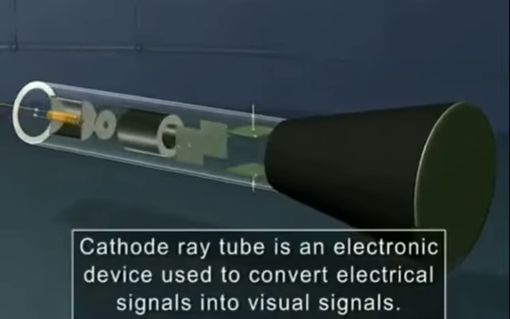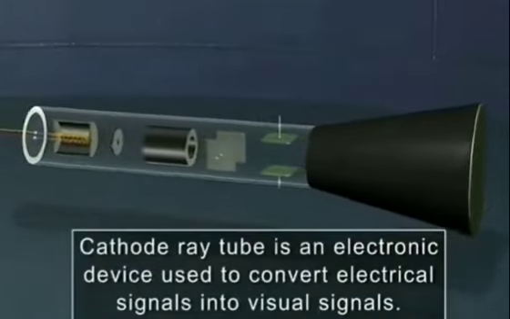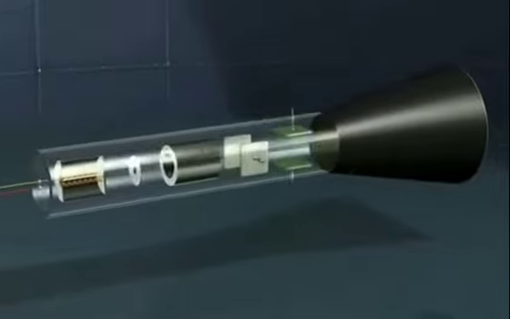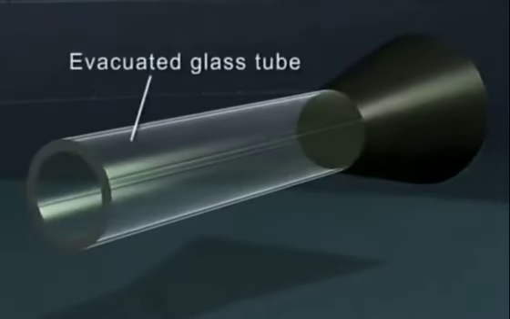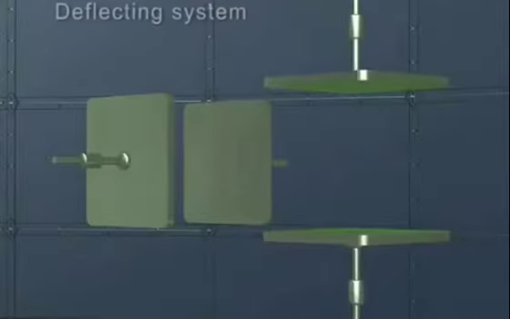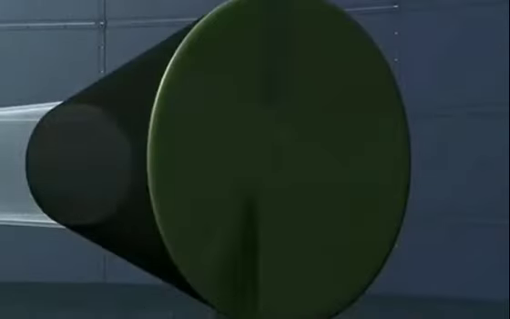Cathode ray tube. A cathode ray tube is an electronic device used to convert electrical signals into visual signals. The main parts of a cathode ray tube are the evacuated glass tube, the electron gun, the deflecting system, and the fluorescent screen.